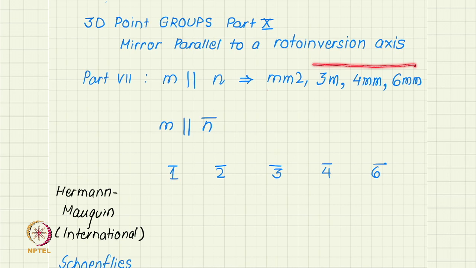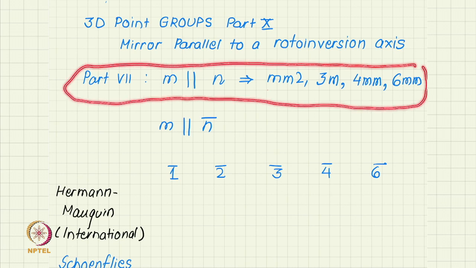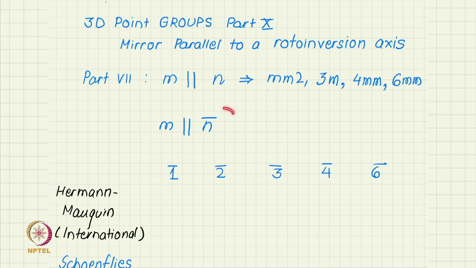So in part 4 of this series, we combined a mirror with an n-fold rotation axis, and that gave us 4 new point groups: mm2, 3m, 4mm and 6mm. We will now repeat this exercise by trying to combine a mirror parallel to an n bar axis, an n-fold roto-inversion axis.